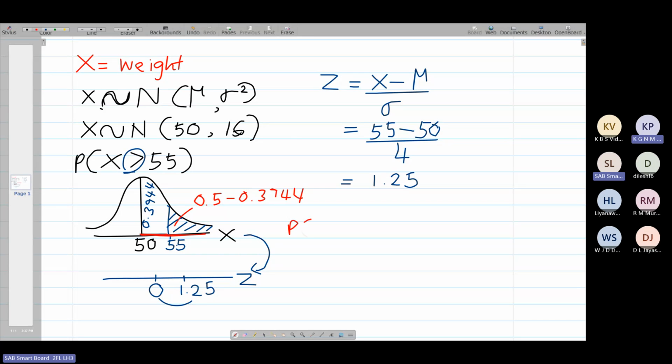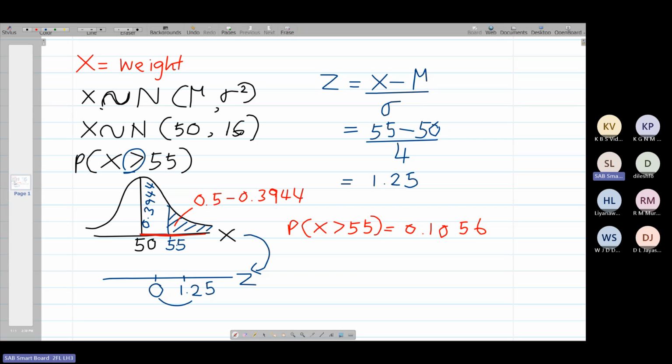Then the probability of x greater than 55 is equal to 0.1056. This is the probability value. Understood? Then the probability is 0.1056 when the x value is greater than 55. Is it clear? This is the probability value.